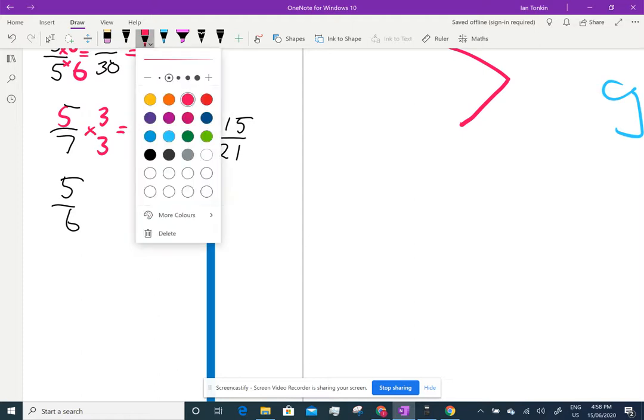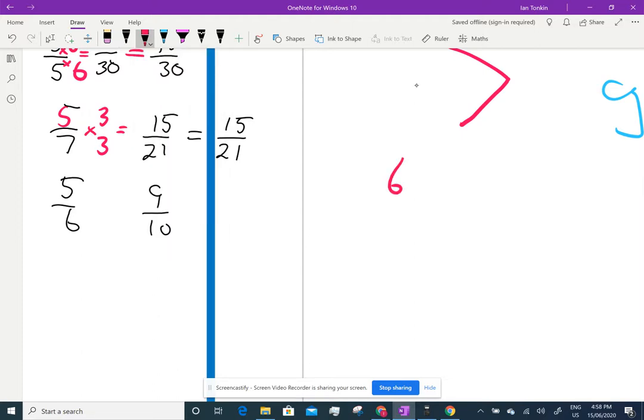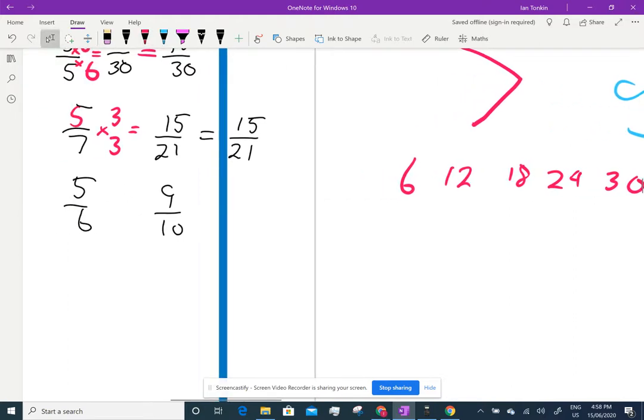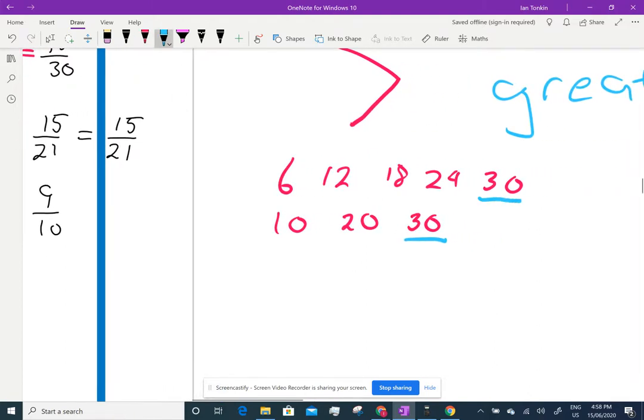So I can go, okay, well, 6, 12, 18, 24, 30. Oh, that ends in a 0. And I know all the 10s end in 0. So let's see, 10, 20, 30. So there is my lowest common denominator.